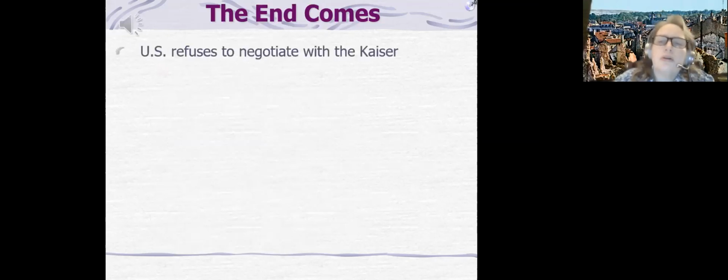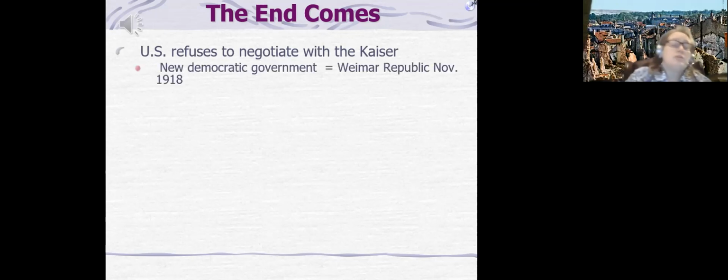The problem is, and one of the errors of this period, is that the United States, Woodrow Wilson, refuses to negotiate with the Kaiser. Now, this is a flawed concept. The Kaiser was the legitimate government. If anybody's going to have to surrender, it needs to be the Kaiser. He's been the driving force. He needs to surrender. But the United States insists we need a democratically elected government. Yes, he was legitimate, more so than any strung together democratic government.